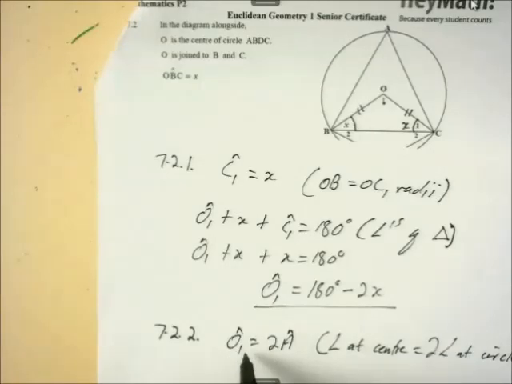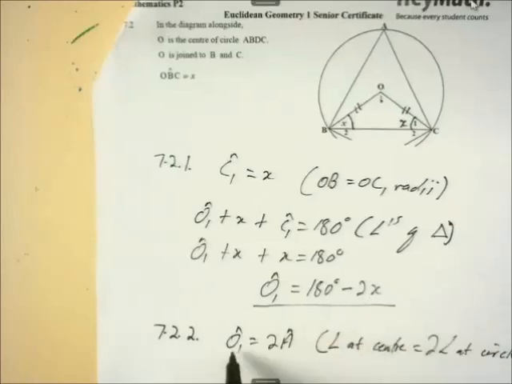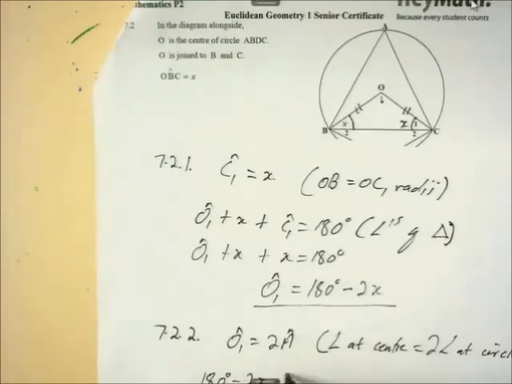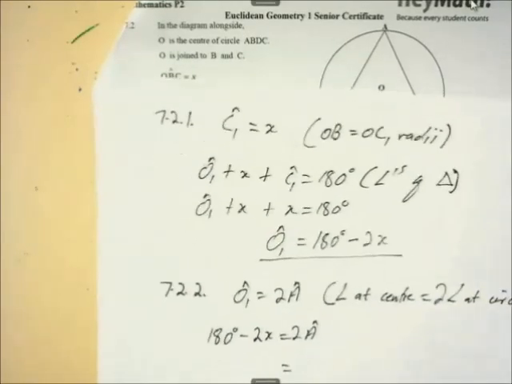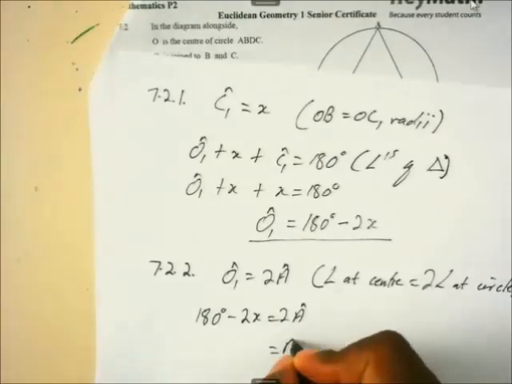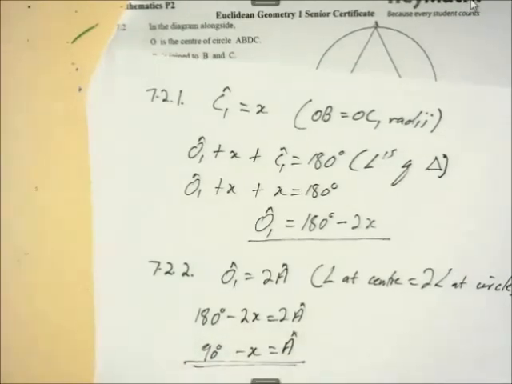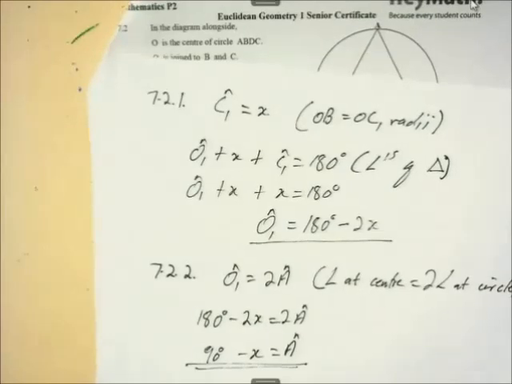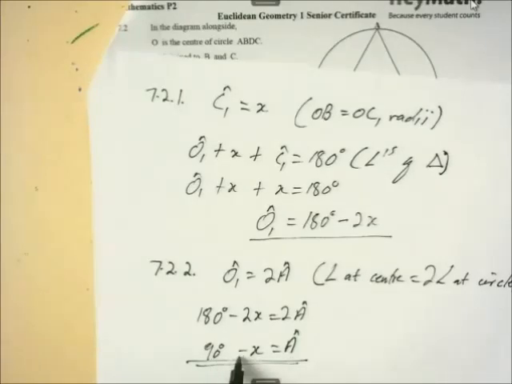From 7.2.1, O1 is equal to 180 degrees minus 2x. Now we substitute it here, which gives 2 times angle A. To determine angle A, you divide by 2 on both sides. You get angle A here, 90 degrees, and x. Therefore, in terms of x, angle A is equal to 90 degrees minus x.